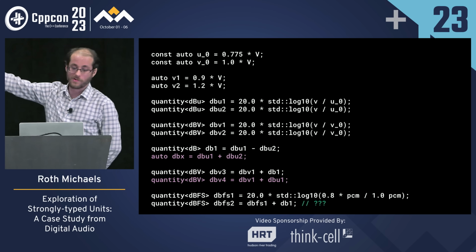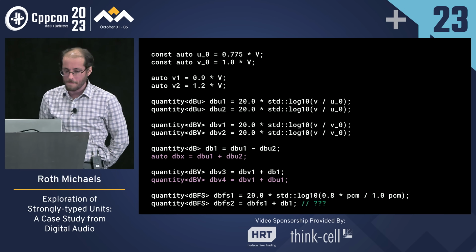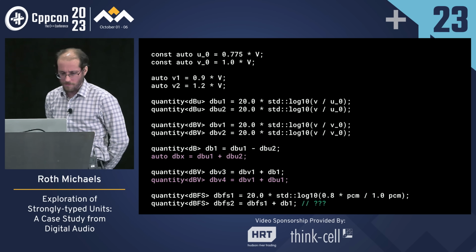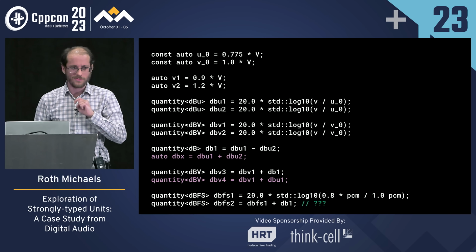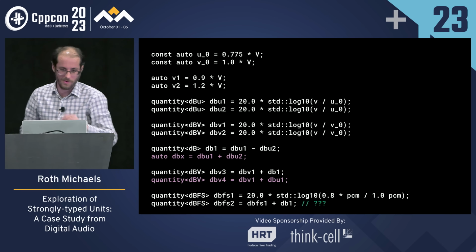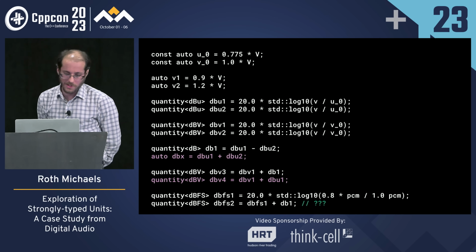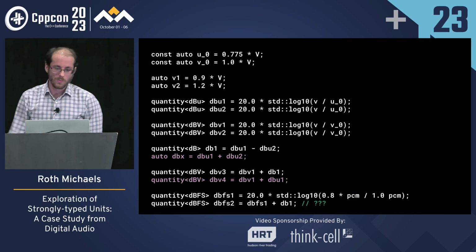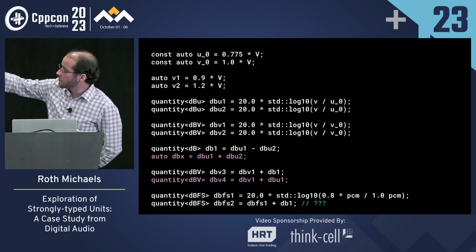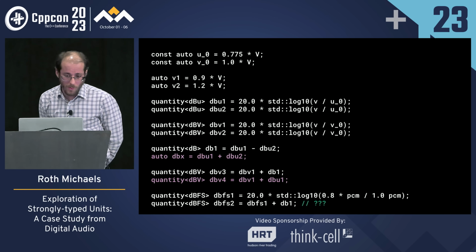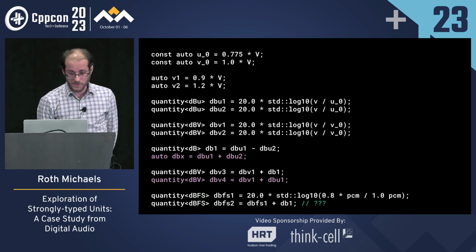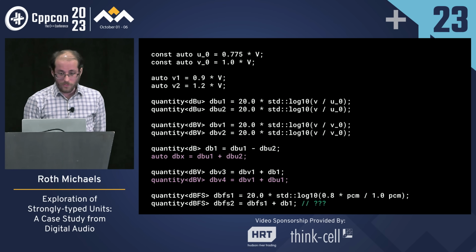And so we'll see how we have two reference constants above. I've created U0 by multiplying 0.775 by V. I'm not sure if capital or lowercase v is how it shows up in the units library, but when I'm writing by hand, I write a capital V, so here's what I have here. And then our reference voltage for dBV, V0, is 1 times volts. And then I have two voltage measurements below: a V1, 0.9 times volts, and a V2, 1.2 times volts.